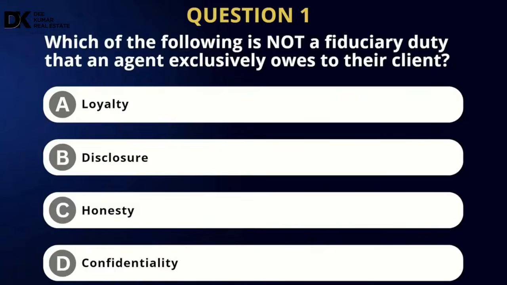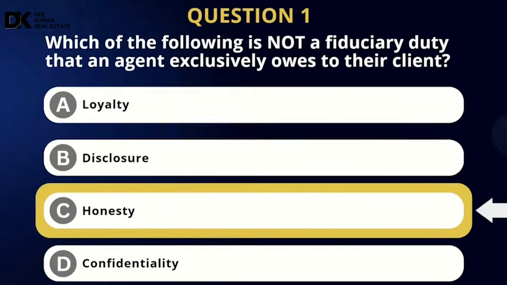Question number 1. Which of the following is not a fiduciary duty that an agent exclusively owes to their client? Letter A, loyalty. Letter B, disclosure. Letter C, honesty. Letter D, confidentiality. Which of the following is not a fiduciary duty that an agent exclusively owes to their client?